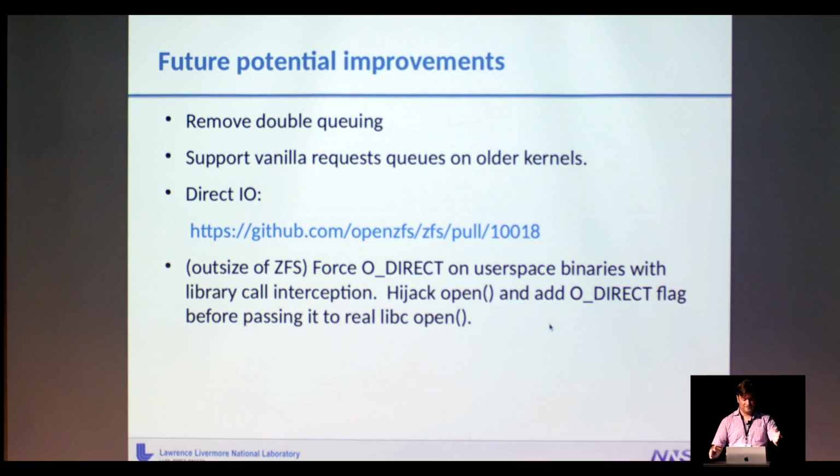So I kind of lied. There's the old submit BIO interface, and then there's the new block multi-queue interface. But there's actually an interface in between that's just vanilla request queues, just normal request queues. And so we could support this with not a whole lot of effort. And that could be useful if you're running a kernel that's kind of in between submit BIO and block multi-queue.